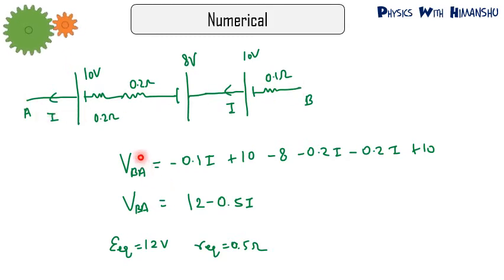Now VBA will be, if we move from B to A, we write the Kirchhoff equation. From VBA, first we'll encounter 0.1 ohm, so minus 0.1 I. Then negative terminal first, we'll write plus 10. Then positive terminal first, we'll write minus 8. Then we are going on that side, current is on the same side. So we'll write minus 0.2 I for this, minus 0.2 I for this, and plus 10. When we solve this, we'll get 12 minus 0.5 I. So the equivalent EMF will be 12 volt and equivalent resistance will be 0.5 ohm. So this is how you have to solve questions for cells in series.